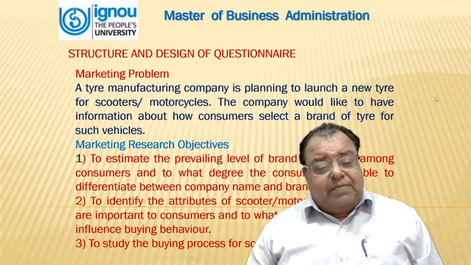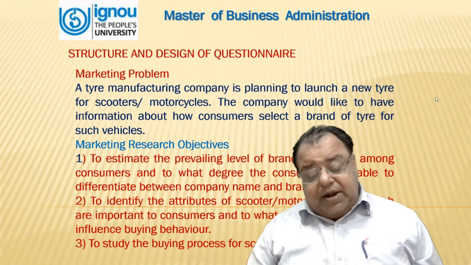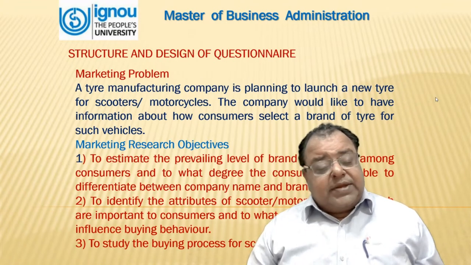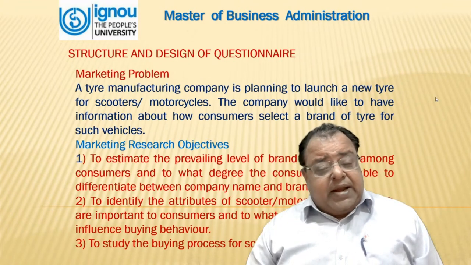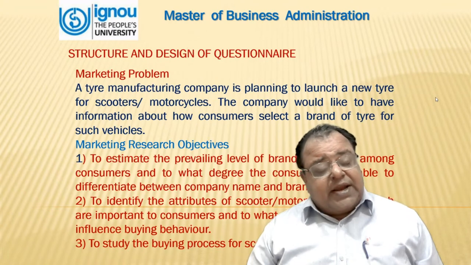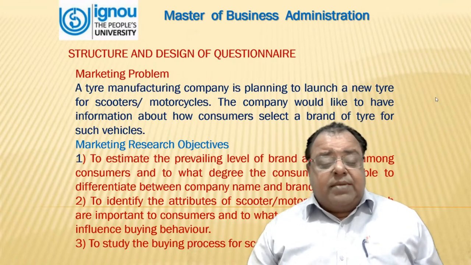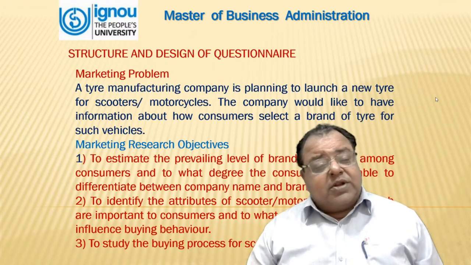First, to estimate the prevailing level of brand awareness among consumers and to what degree the consumers are able to differentiate between company name and brand name. Second one is to identify the attributes of scooter or motorcycle tires which are important to consumers, and to what extent these attributes influence buying behavior. Third one is to study the buying process for scooter or motorcycle tires.